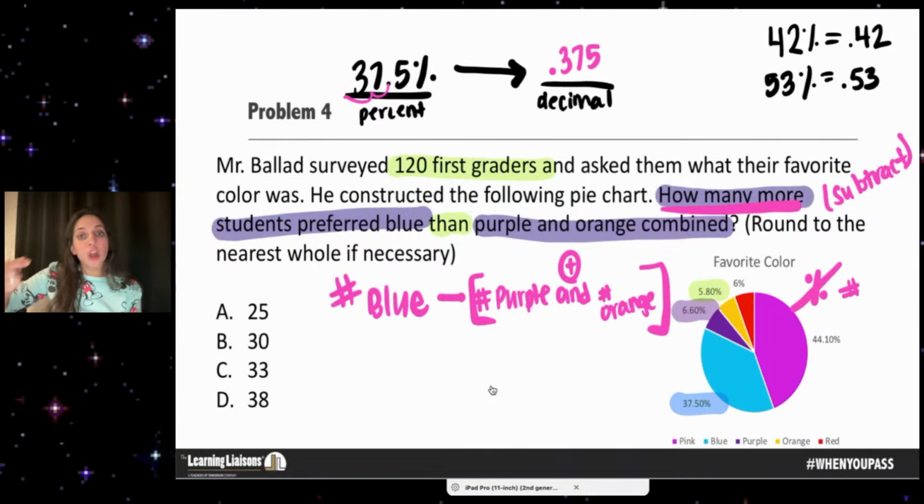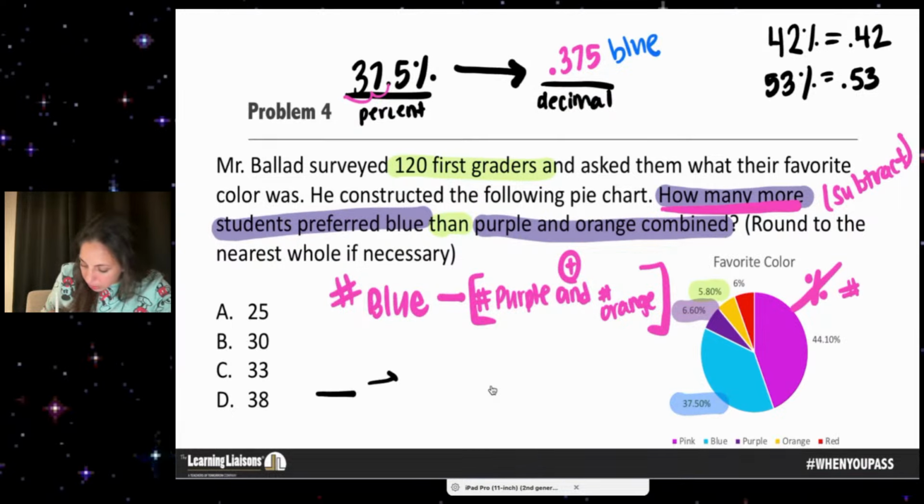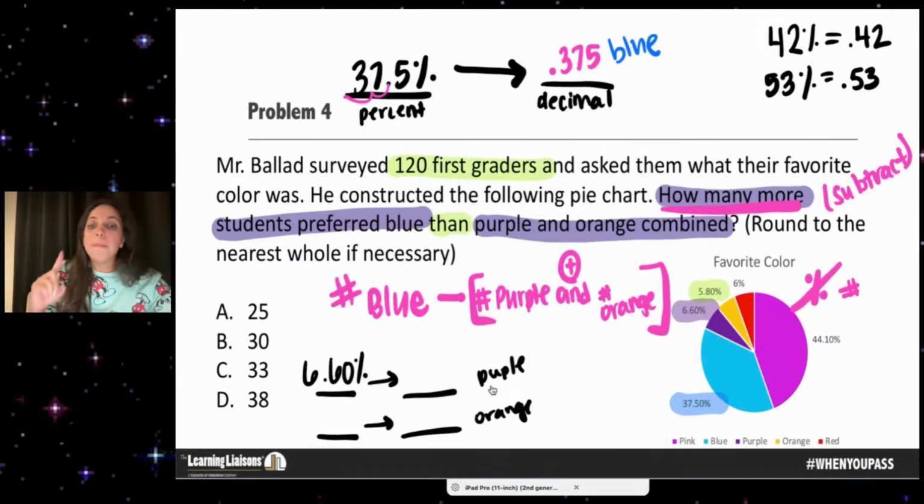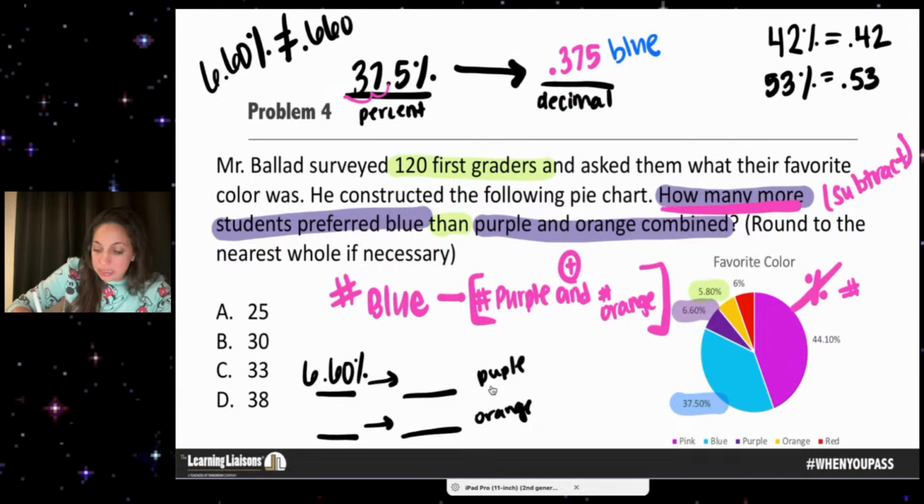I'm going to do that process for blue, purple, and orange. I'm not going to do it for red and pink because they didn't ask me anything about red and pink. But I am going to do it for blue, purple, and orange. So this is blue. This will be purple. And this will be orange. So purple was 6.60%. Be careful. 6.60% does not equal 0.660.